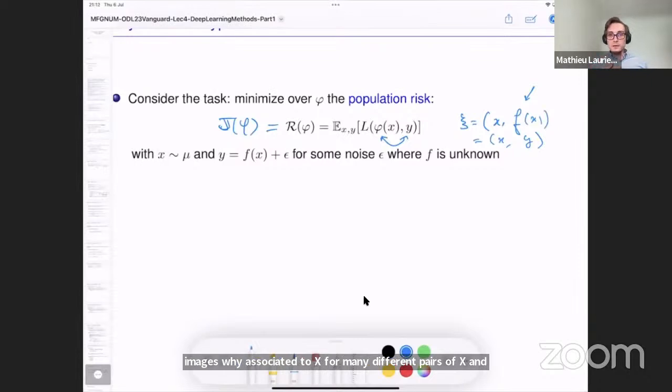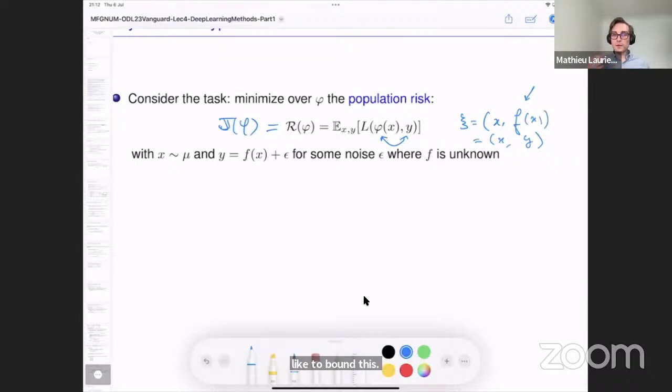So that's what we want to minimize, and ideally, we would like to bound this. This is the true error that we are going to make. You give me a candidate phi, I plug it in this R, and I see the result. If it's big, then it's bad. If it's small, then I'm happy. And if it is 0, then it is perfect, right? This is what we are aiming for.